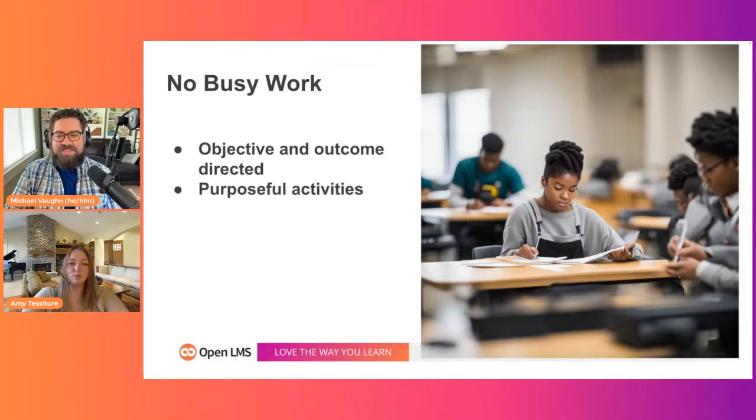Trying to think of who you would report an electrical hazard to, things like that. I didn't even remember. It's been so long since I've been in an actual office, but it's a good example of when something becomes busy work versus a purposeful learning activity.